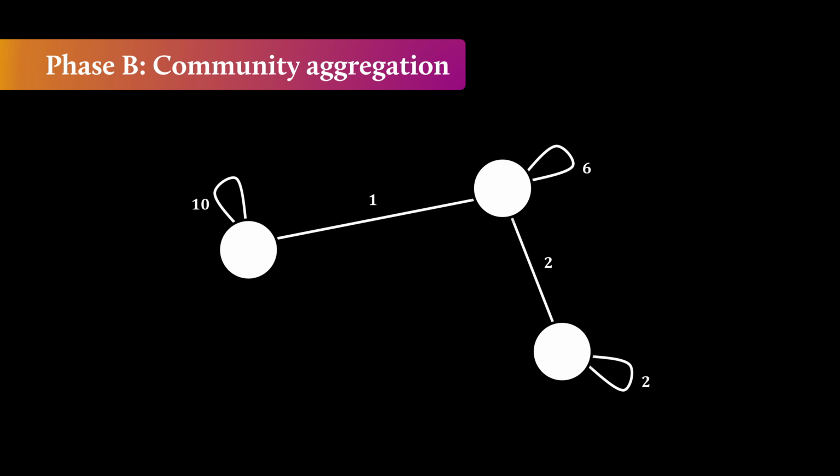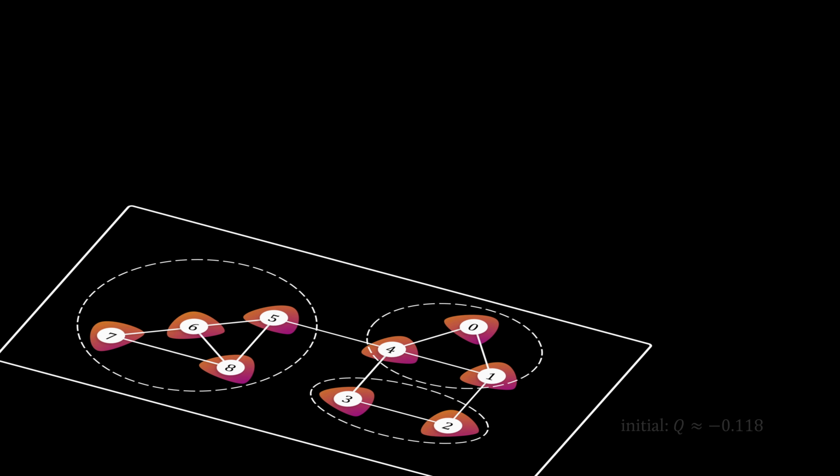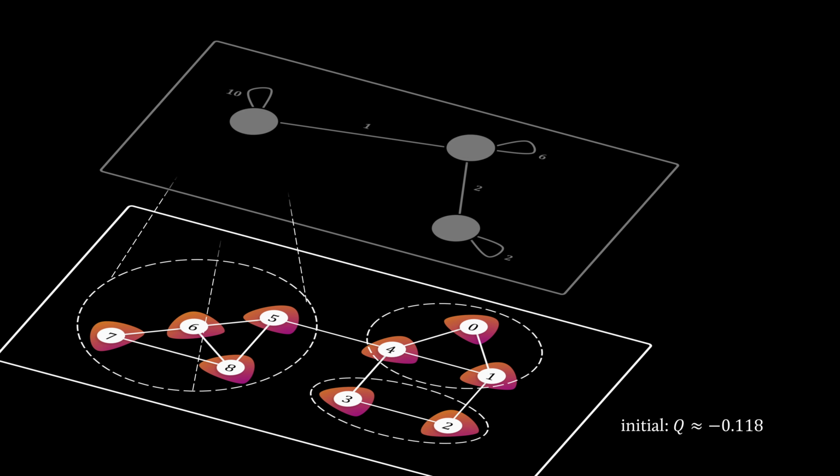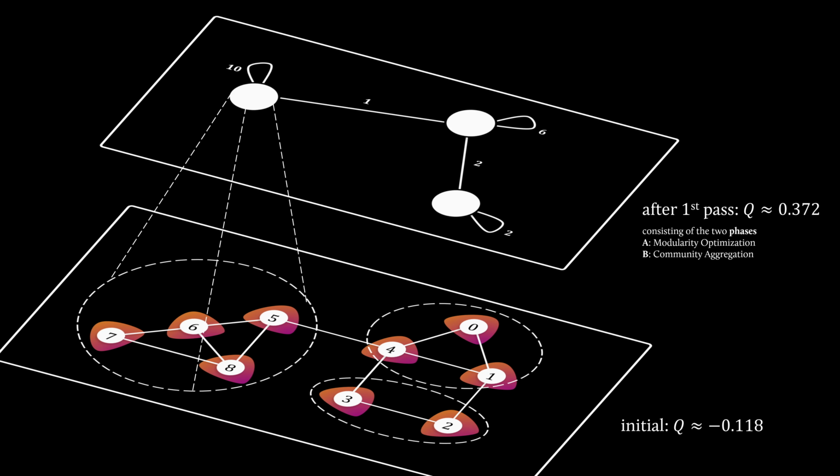Do you know why Louvain is also called a hierarchical clustering algorithm? This phase B is the reason for it. We've started with our initial partition with singleton communities. Q is around negative 0.118, so even worse than in the respective random graph. Then we optimized modularity until we've reached a local maximum and finally aggregated the communities so that we have this graph here after the first pass.